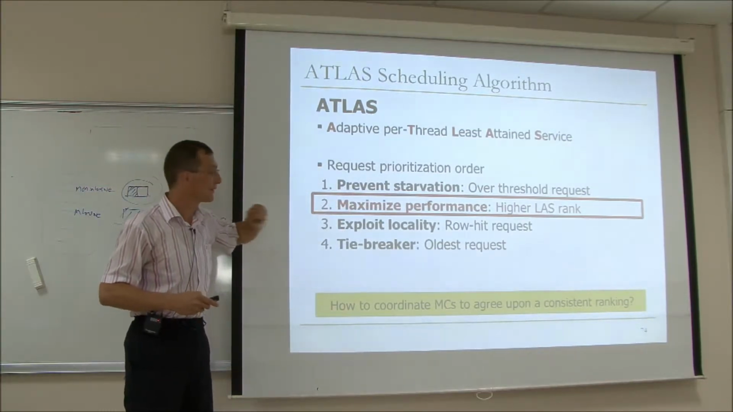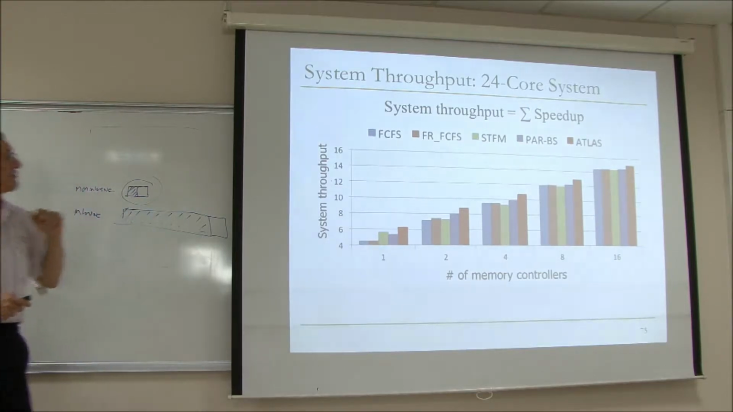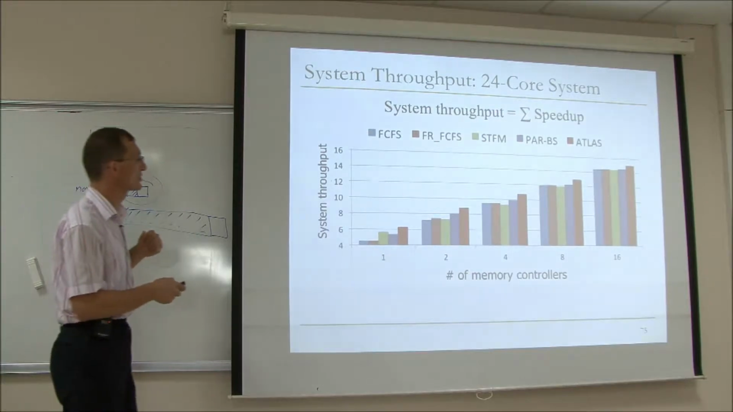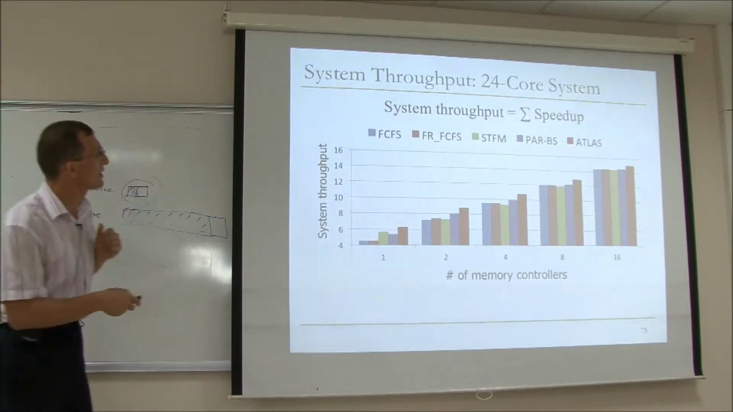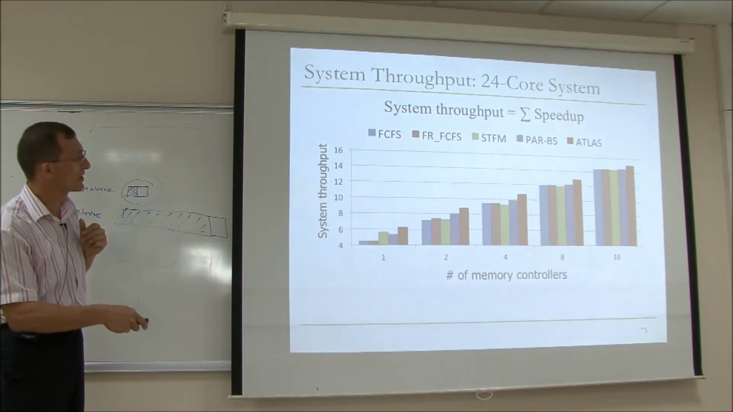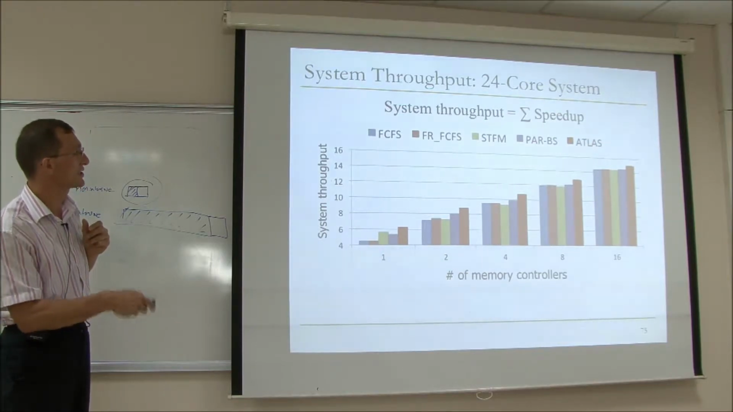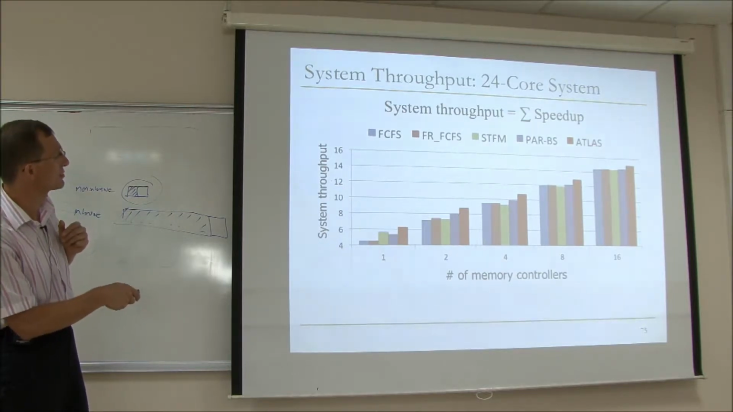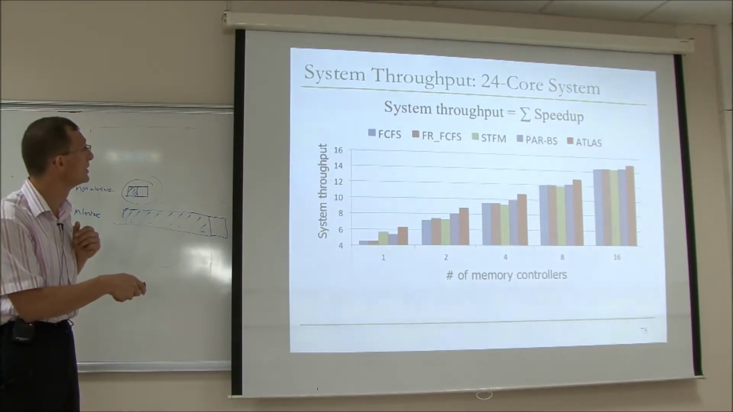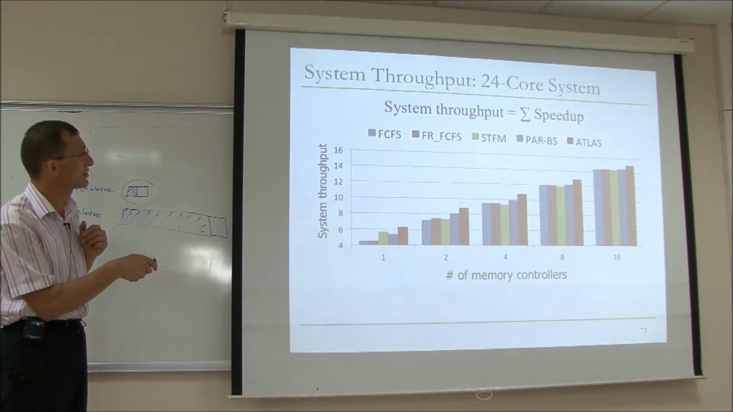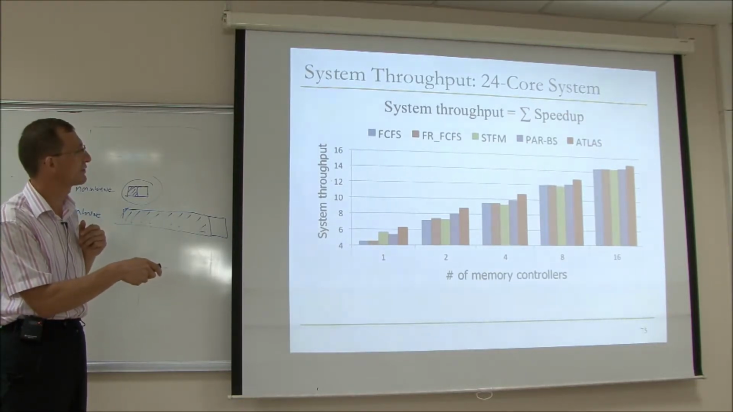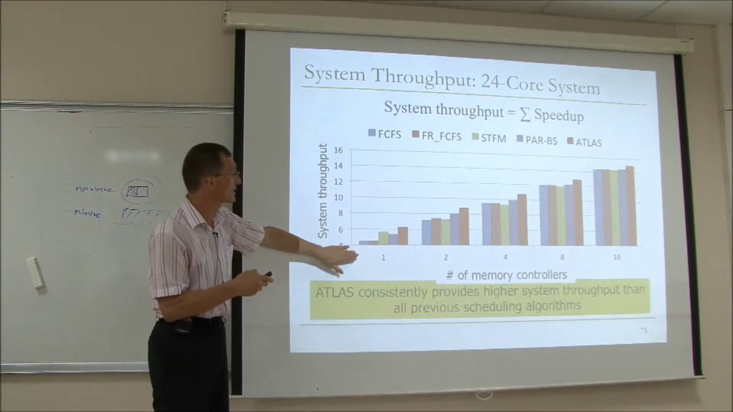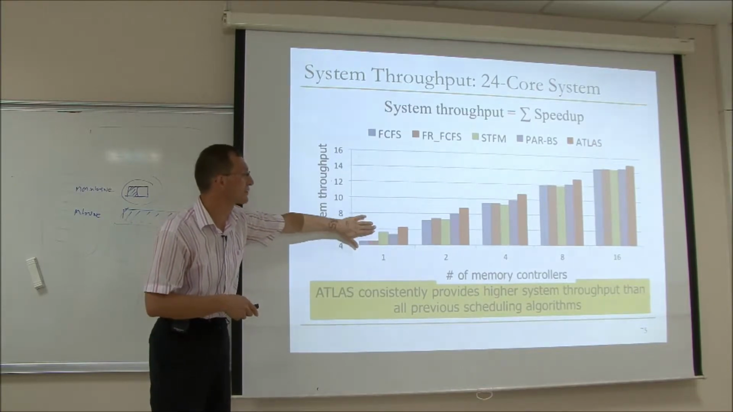Okay. So how does this impact performance? These are results on a 24-core system, again averaged across a large number of workloads. This is system throughput. And we see the number of memory controllers increasing over here from 1 to 16 in a 24-core system. So bandwidth is increasing a lot. We look at several schedulers: no scheduling, first ready first come first served, total time fair memory scheduling, parallelism-aware batch scheduling, and Atlas. If you look at this, Atlas consistently provides higher system throughput than all previous scheduling algorithms.